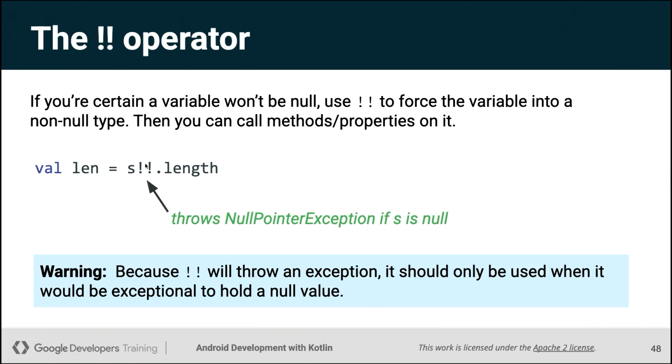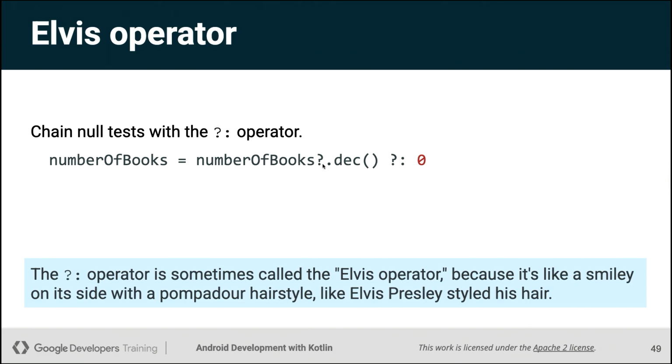This will throw an exception if this value is null. And it will also convert nullable to not nullable. How to assign, for example, 0 when this part is producing null? You use the Elvis operator. This makes the result whatever is here if this expression is null. So if number of books is null, this part will not be called. So the entire piece is null, and when the entire piece is null, it will use this part. Number of books will become 0.